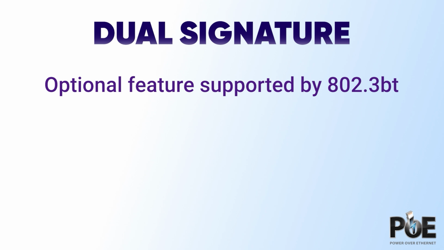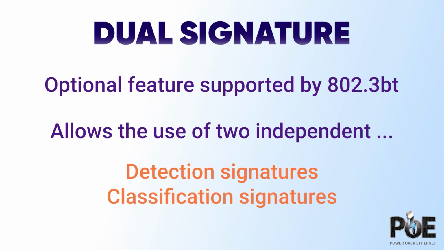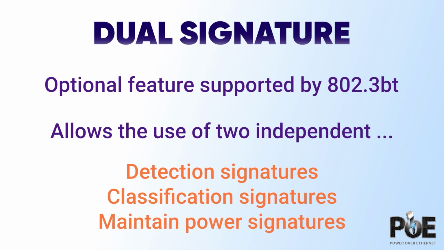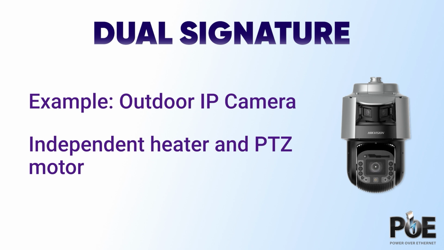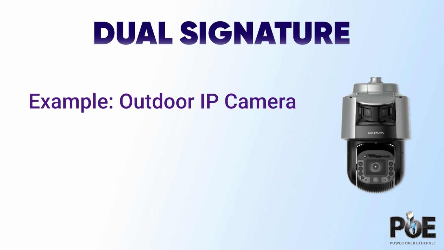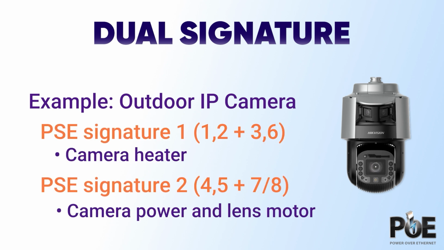The 802.3 BT standard adds an option for dual signature PD. A dual signature PD has 2 independent detection signatures, classification signatures, and maintain power signatures on each pair set. Consider an IP camera, for example, with a separate heater and pan-tilt zoom motor. It may be advantageous to utilize signature system 1 for the heater and a different signature system 2 for the lens motor.